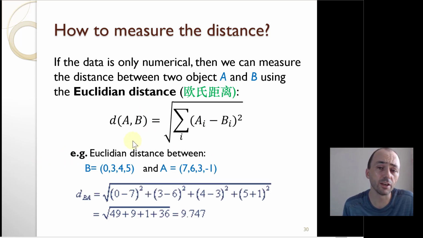So here still I give some example in case you don't remember. Okay, let's say we have 2 points. B has 4 dimensions, with the values 0, 3, 4, 5, and A has 7, 6, 3, minus 1. So here you have the calculation, how to calculate the distance between the 2 points. The distance is 9.7. Okay, so this should be easy, right? So let's continue.